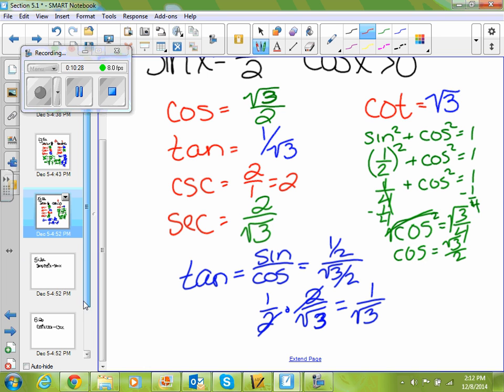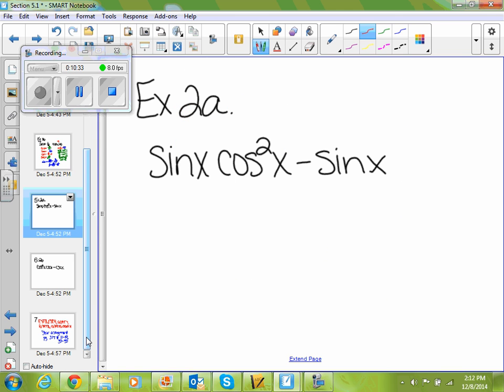Okay, so this is similar to what you guys did in 4.3. The last thing that we're going to do is simplify trig functions using some of our factoring rules. So if I'm given sine of x times cosine squared of x minus sine of x, and I want to simplify that, these are kind of like their own separate terms. So this is my first term, and this is my second term. The thing that I notice that they have in common is a sine. So I'm going to factor out a sine of x.